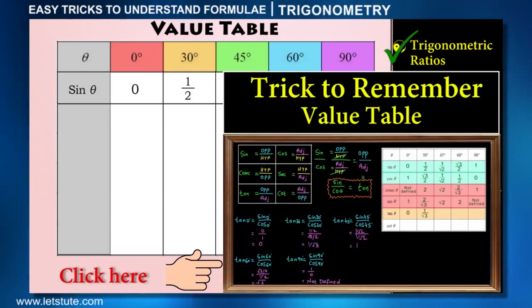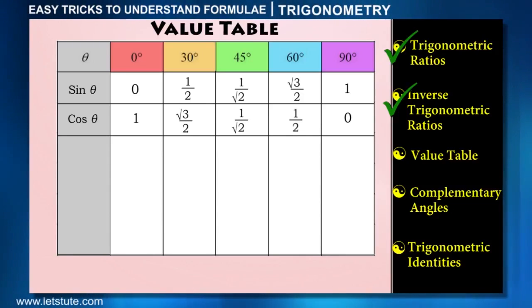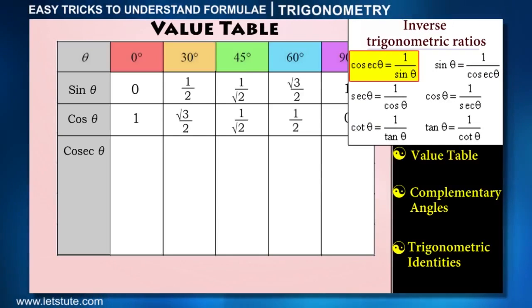So after getting the values for sine, we get the values for cos by simply writing these values in reverse order. And once we get the values for sine and cos, we use the concept of inverse trigonometric ratios to get the further values. So as we know, sine is inverse of cosec and vice versa, so the value for cosec 0 will be equal to 1 upon sine 0, that is not defined. Cosec 30 will be equal to 1 upon sine 30, that is 2, and like this you will get all the values for cosec.